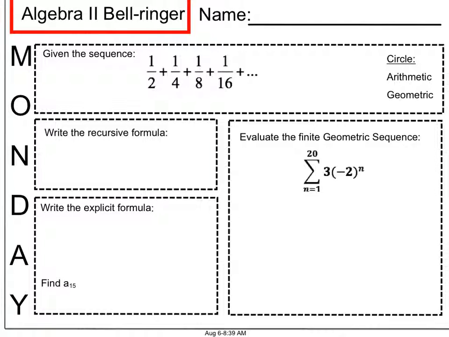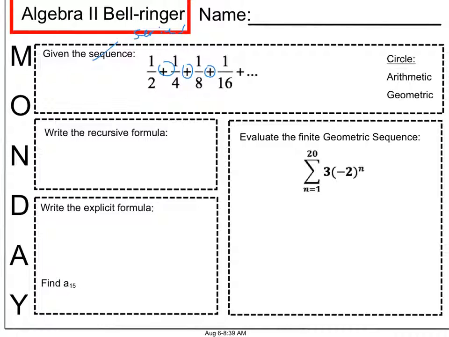Looking at this series problem, we want to decide if it's arithmetic or geometric. Now this isn't a sequence. Technically it's a series because of these plus signs here. But we want to decide, are they multiplying, which would indicate that it's a geometric series, or are they adding the same amount every time, which would be like a common difference.